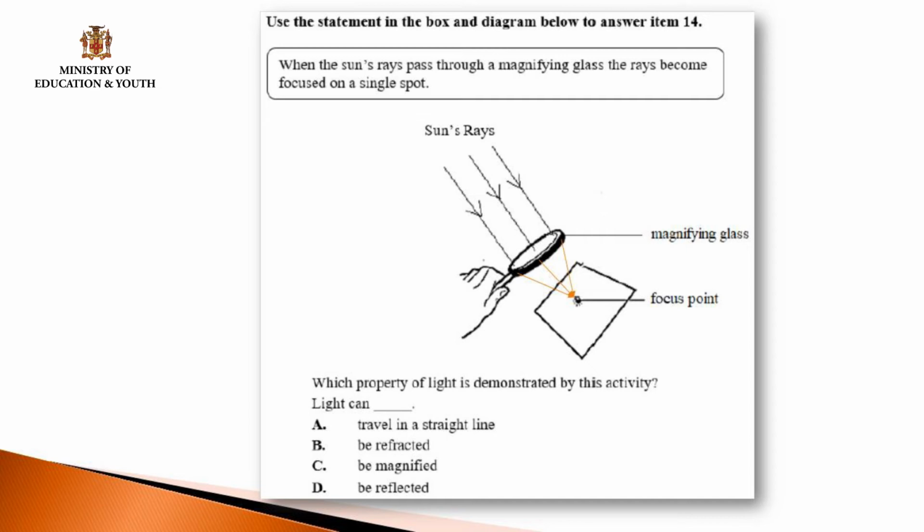Is it that light can travel in a straight line? Now, we know that that is a part of the property of light, but is that the property being shown in this particular diagram? No. Is it that light can be refracted? What is refraction again? The bending of light. Are the light rays being bent? Yes, they are. And so basically the property that is being demonstrated, and so we have to look at the question, is that the light rays can be bent, which is B.